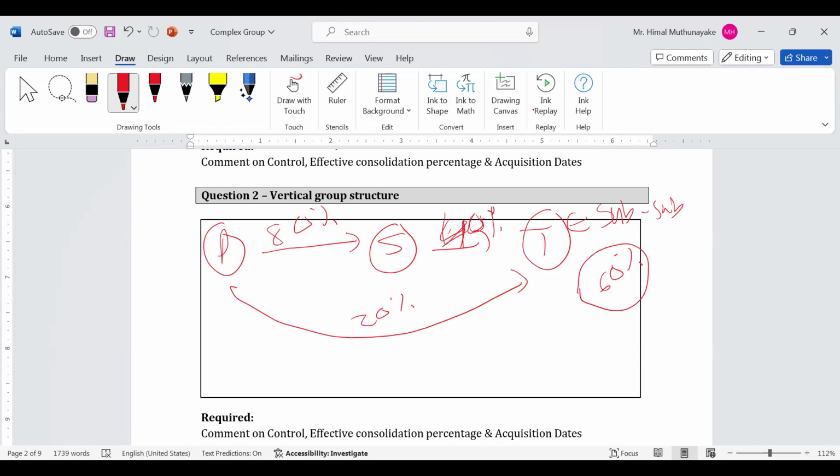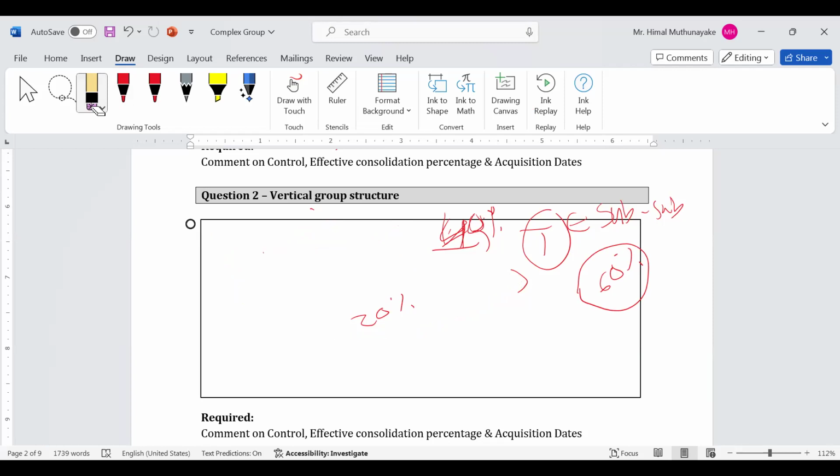So that is one scenario we can work with, right? So I'm talking about the D-shaped group, right? So then let's say another example. This example is actually a very difficult one. Actually, it is not tested in your examination, but for your knowledge, I will explain this.